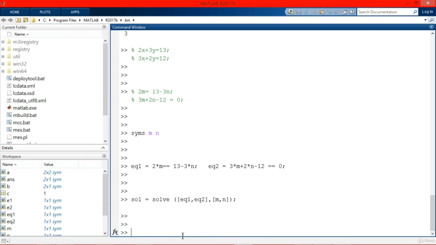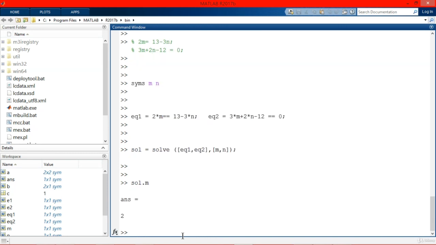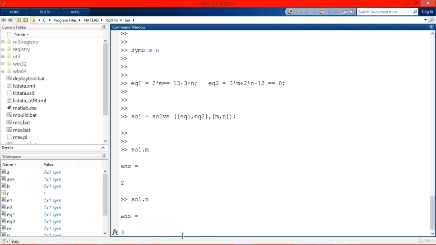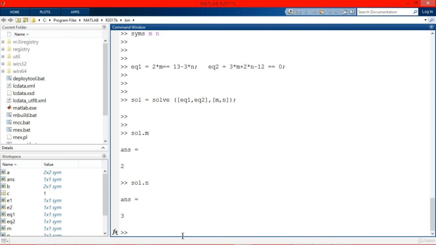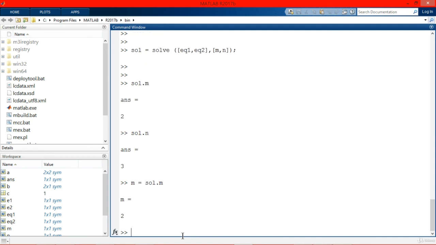Now I can get the answer simply by typing sol.m, and we have the answer of m, same for n, and we have the result of n. I can also store these answers in new variables simply by m equals sol.m and n equals sol.n.